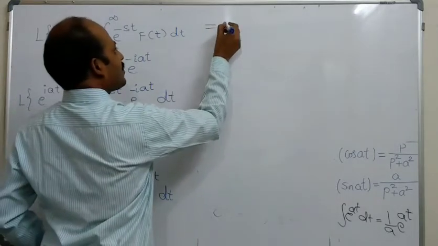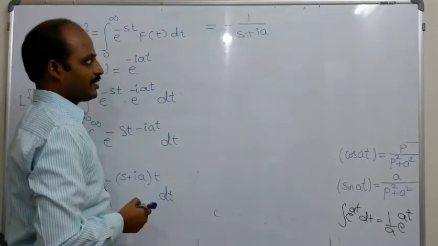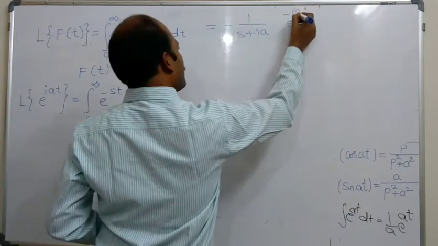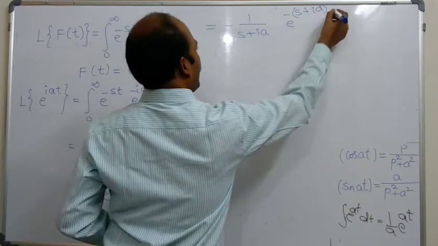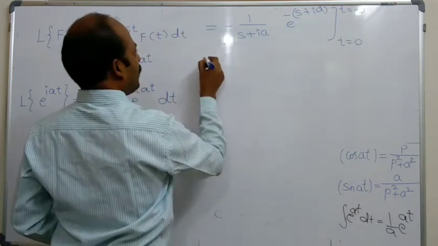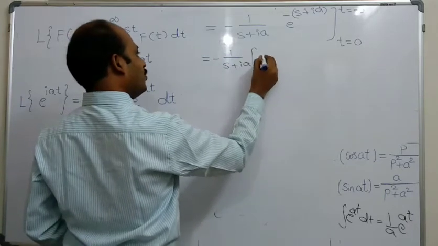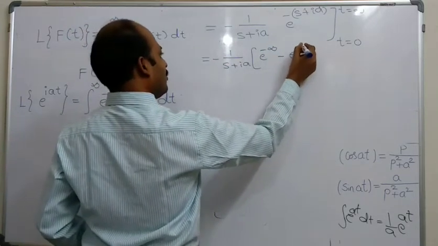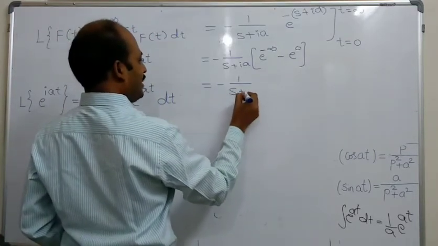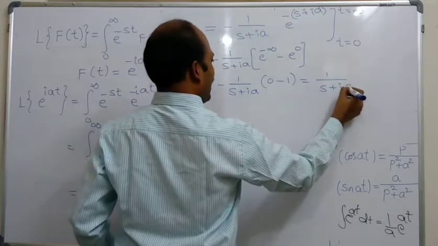So you get minus 1 by s plus ia into e power minus of s plus ia, limits t is equals to 0 to t is equals to infinity. If we replace the upper limit, minus 1 by s plus ia into e power minus infinity minus e power 0, as usually previous term, we get minus of 1 by s plus ia into 0 minus 1, which is equals to 1 by s plus ia.